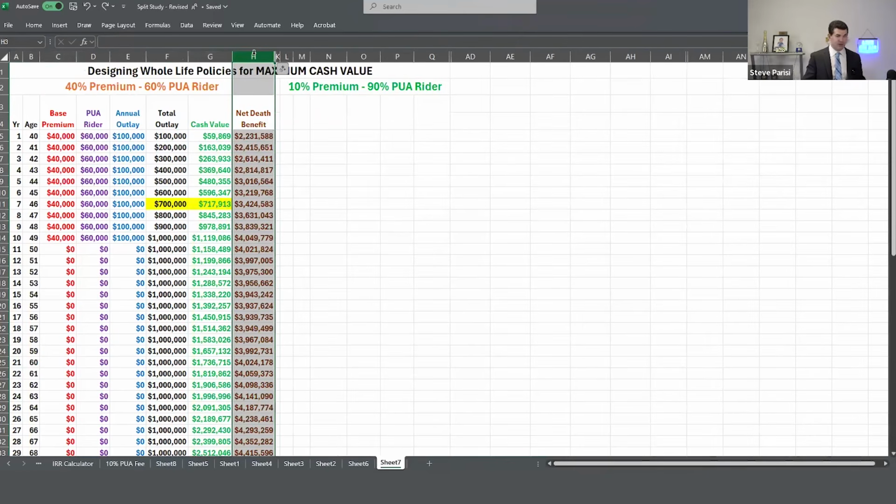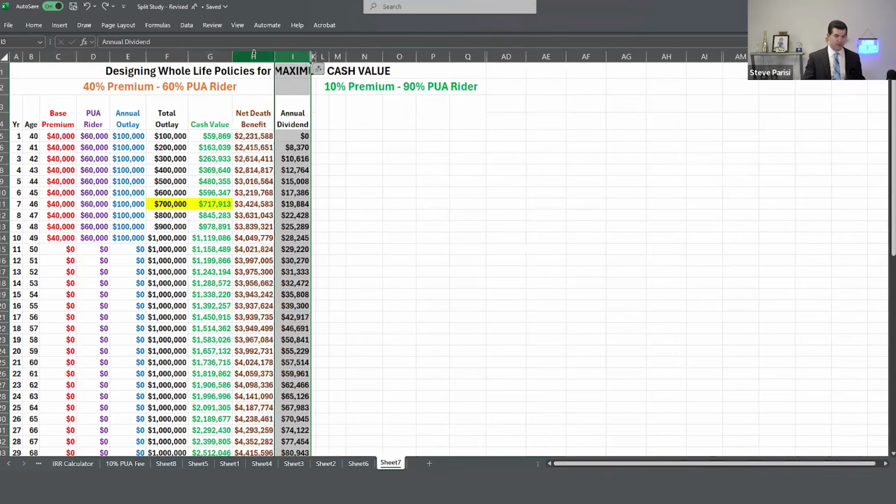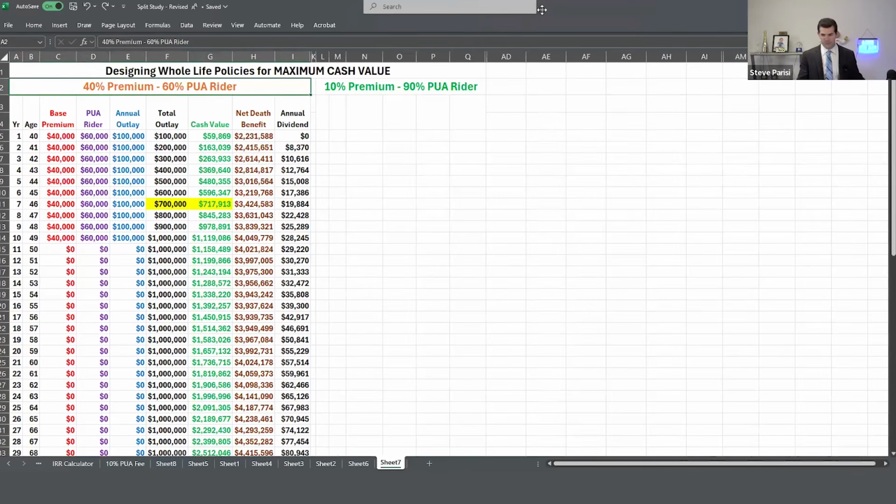Now, the dividends is what we want to look at here. Annual dividend. Year 2, $83.70. Year 10, $28,000 and change. Before I show you the next column, look at year 10. Your cash value is $1,119,000.